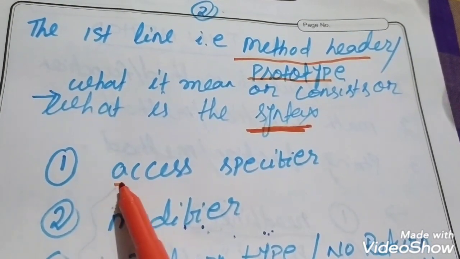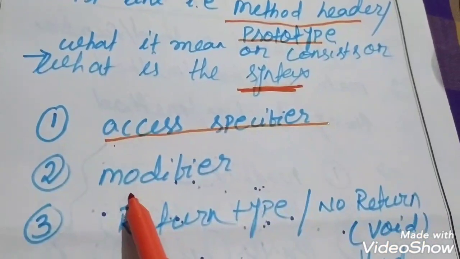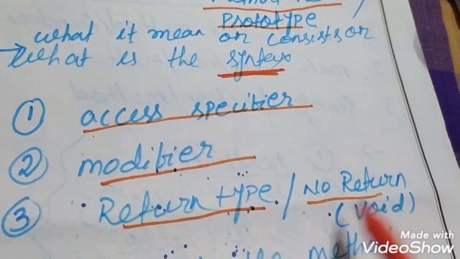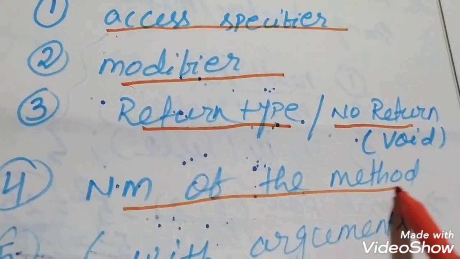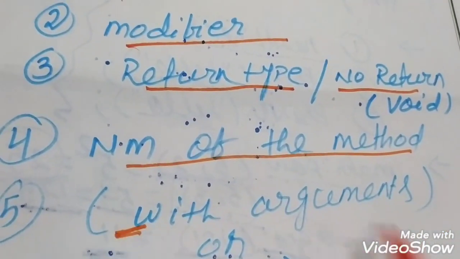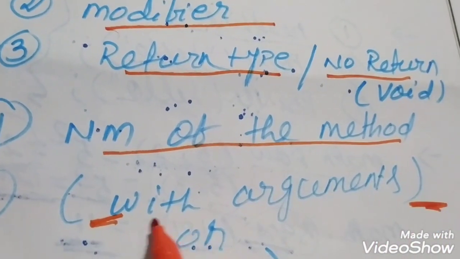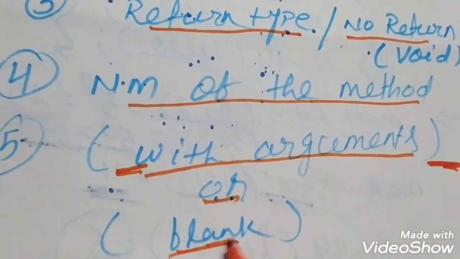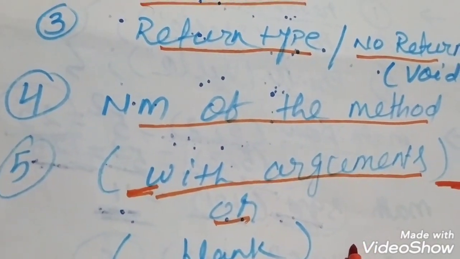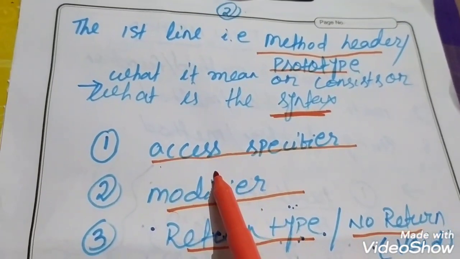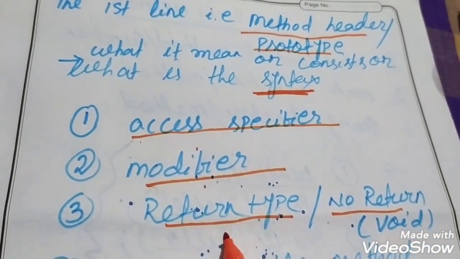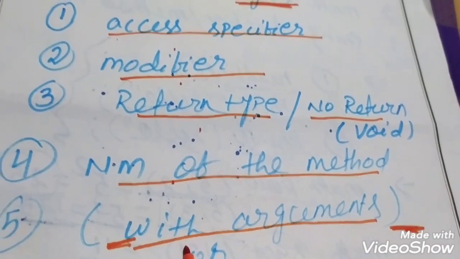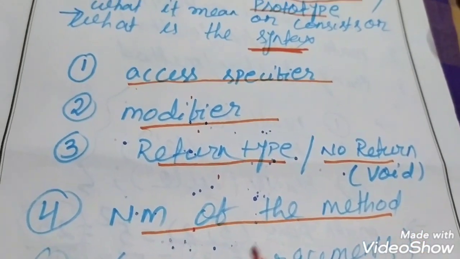What does it consist of? It consists of the access specifier, the modifier, the return type or no return value, and the name of the method, followed by parentheses. Inside the parentheses you write the arguments, or you can also leave them blank, without arguments. Now what does it mean? The access specifier, the modifier, the return type, the name of the method, and the arguments or no arguments, that is what you have to see.